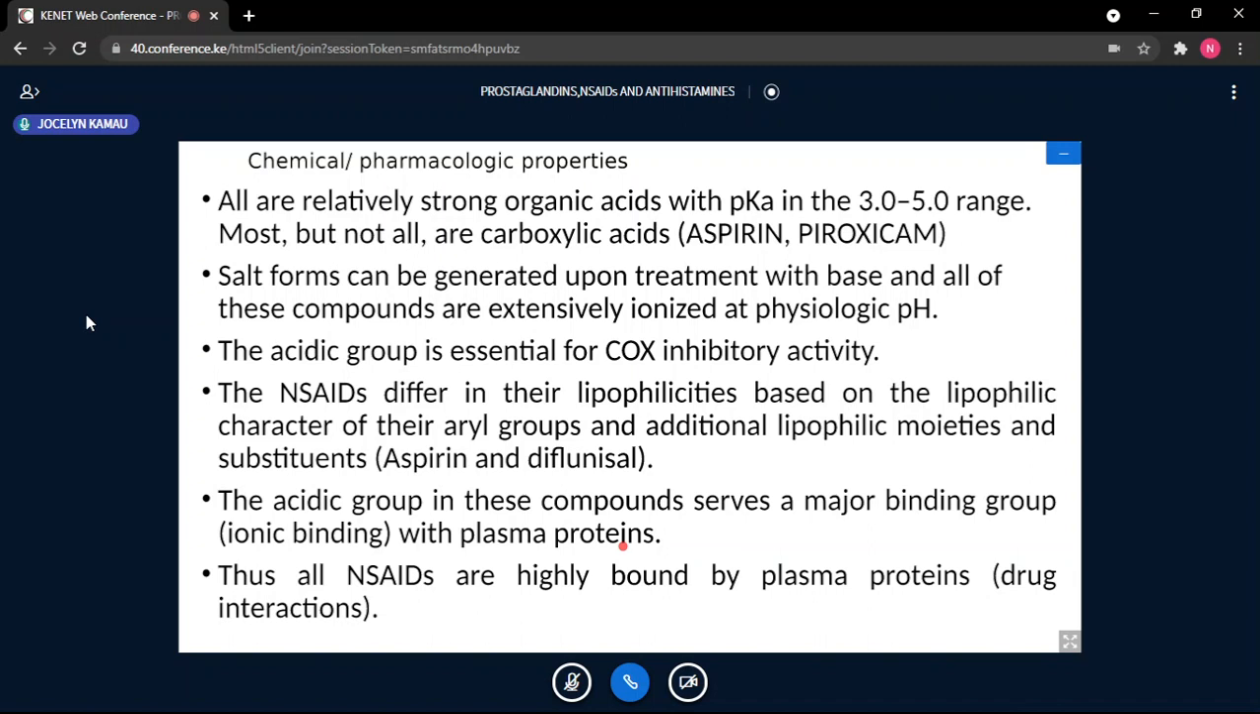and because they are highly bound by plasma proteins, what we expect is that you can get drug interactions. If you give a non-steroidal anti-inflammatory together with another drug, concomitantly, and the second drug is also bound to plasma proteins, they will displace each other. And once they displace each other, you will have a higher concentration of the free drug than required for therapeutic activity. And definitely that will lead to toxicity.